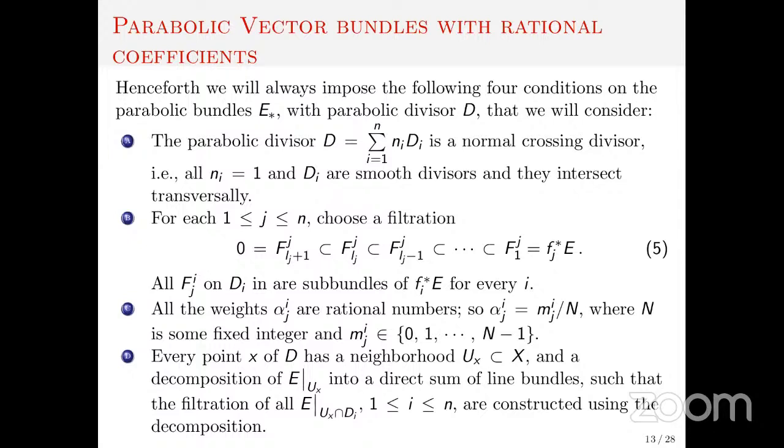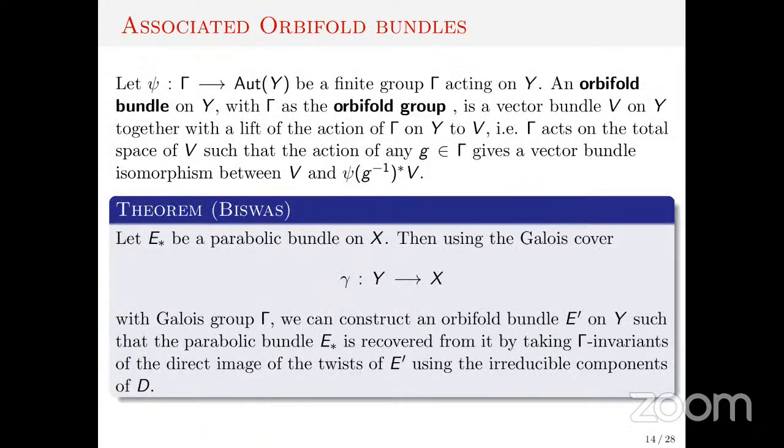So parabolic vector bundles with rational coefficients will have a natural correspondence with orbifold bundles, which I'm going to explain now. So let gamma be a finite group acting on a projective variety Y. So an orbifold bundle on Y with gamma as the orbifold group is a vector bundle V on Y together with a lift of the action on Y, which means that for any g in this finite group gamma, we get a vector bundle isomorphism between V and psi_g inverse pullback of V.